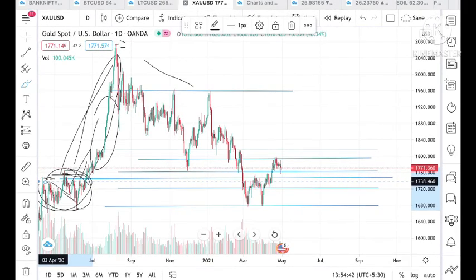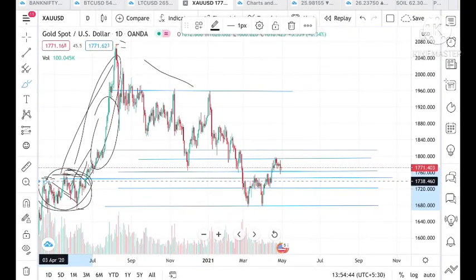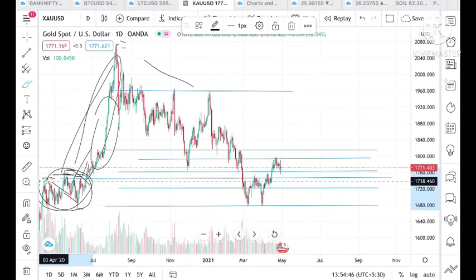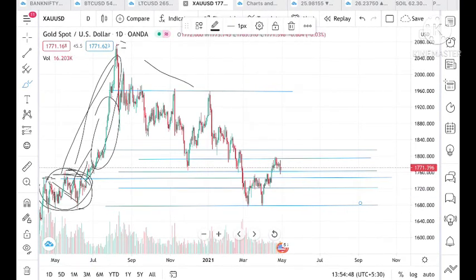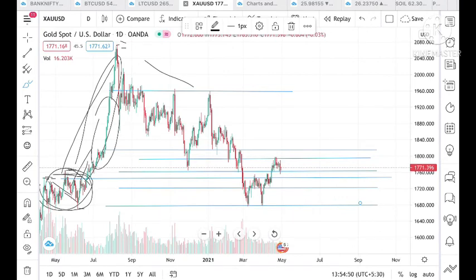As you can see, this is a support level, around 1680, where we can see a W pattern is forming, and from there it has continuously moved upside.